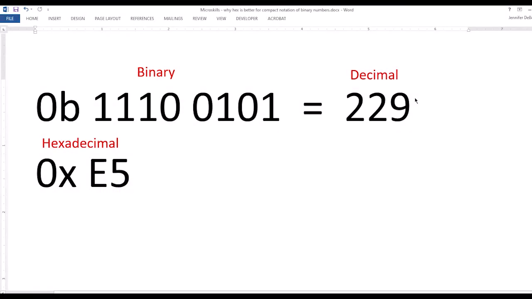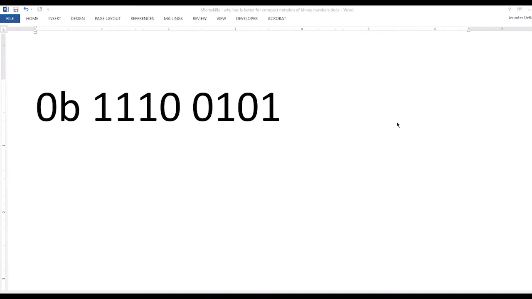So this video is to explain why your instructors are always harping on you to use hexadecimal in this course. And the reason why is that really, when it comes to computers, we should always be using binary numbers, because this is what the machine understands, and binary also makes it most clear what you're doing.